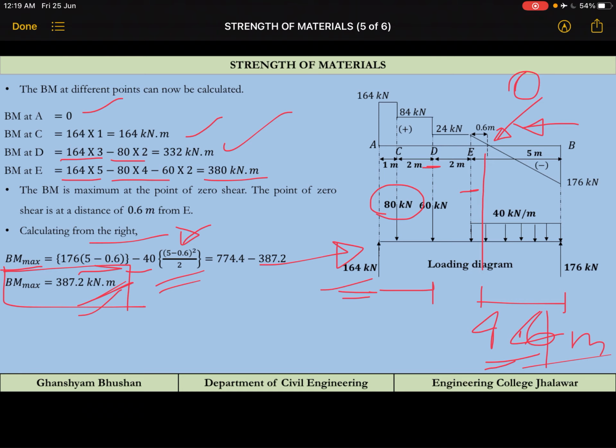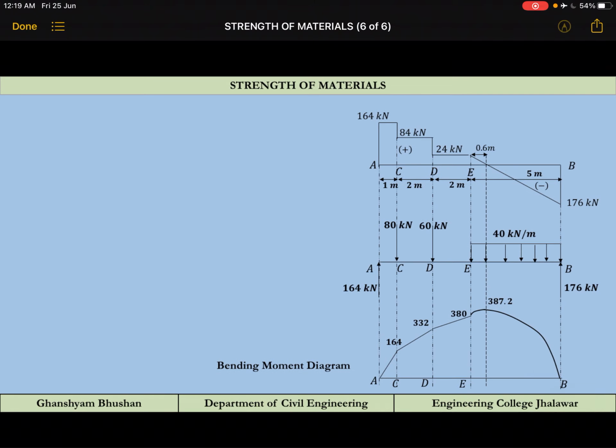Now we have all the values, so we will plot these values here. This is positive, so all the values we have seen, and we can check that the maximum bending moment is 387.2 at the zero shear location. In this way you can solve. I would suggest drawing the bending moment diagram and shear force diagram for as many cases as you can find.